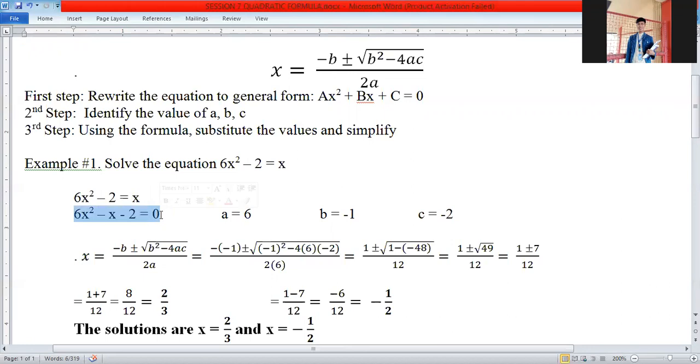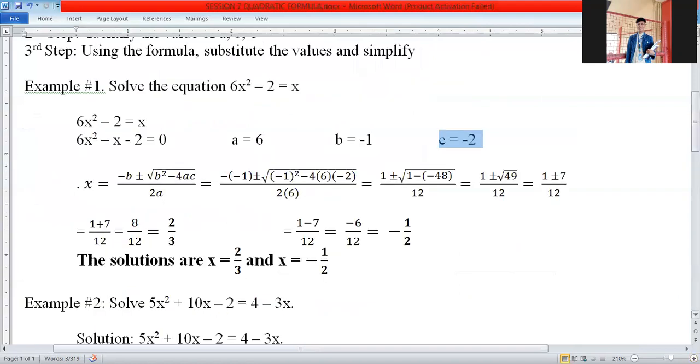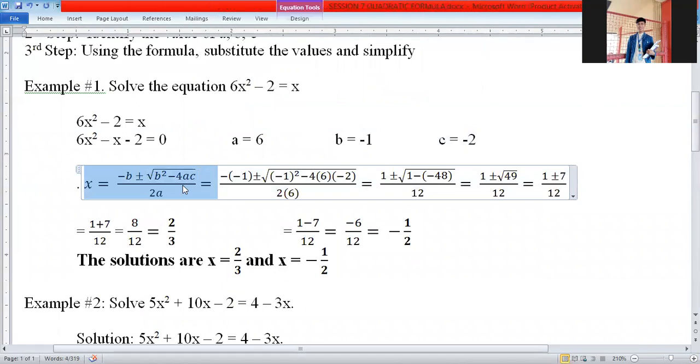Next step is to identify the values of a, b, and c. From the equation 6x squared minus x minus 2 is equal to 0, a is equal to 6, b is equal to negative 1, and c is equal to negative 2. Okay, so the last step, using the formula, substitute the values and simplify. So using the formula, negative b plus minus the square root of b squared minus 4ac over 2a, we have to substitute the values of a, b, and c, wherein b is negative 1, a is positive 6, and c is negative 2.